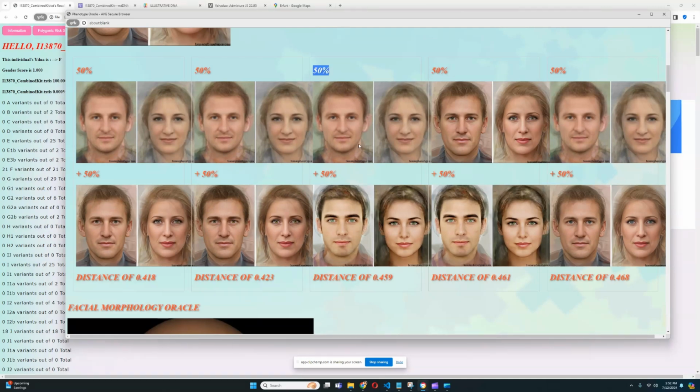The third mixture is 50% NAT plus 50% NIS. The fourth mixture is 50% NAT plus 50% NIS. And the fifth is 50% NAT. So it's more or less pretty much the same thing. They all kind of look very similar.